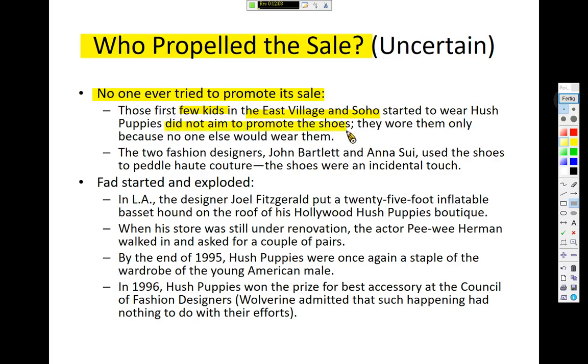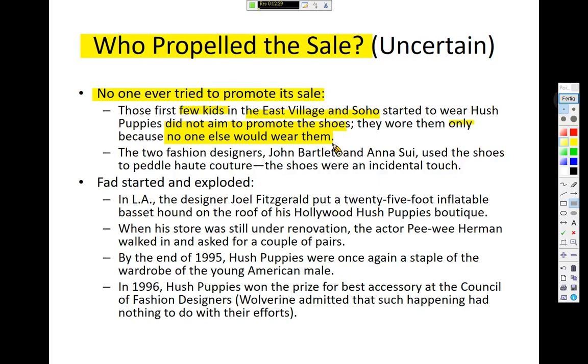They did not aim to promote the shoes at all. Why did they want to wear this kind of old-fashioned shoes? Very simple. Just because no one else would wear them. We are different, right? That is cool. See, no one else wears this, so let's do this. So let's just do this.